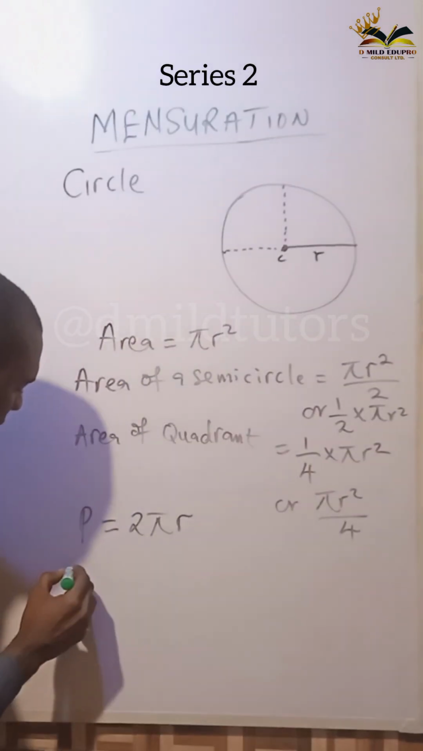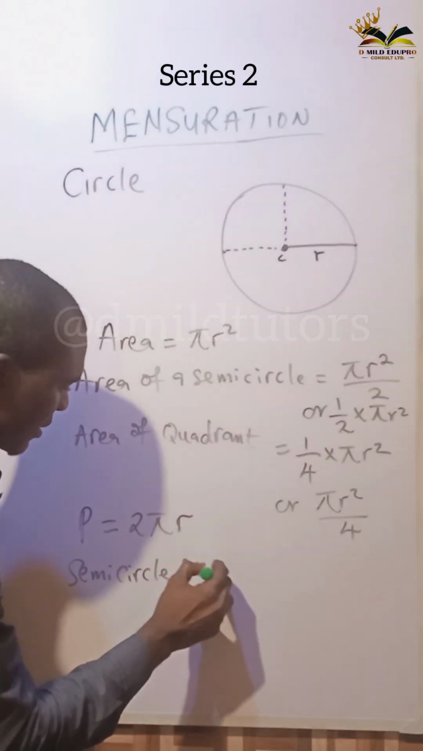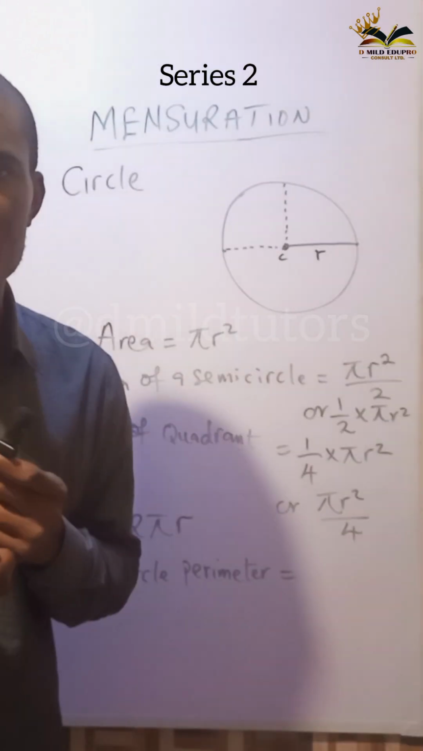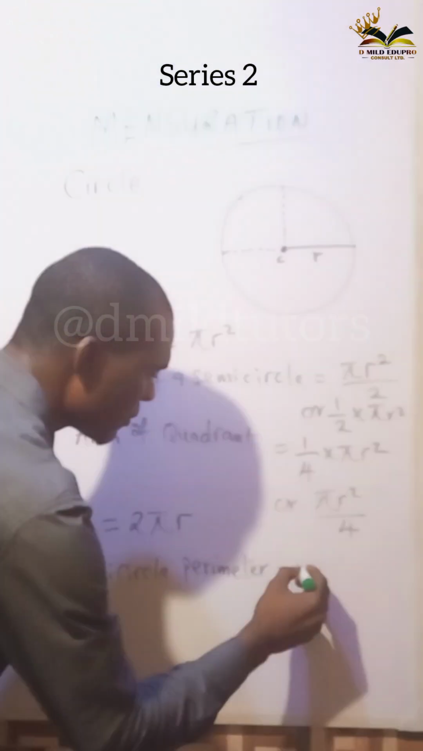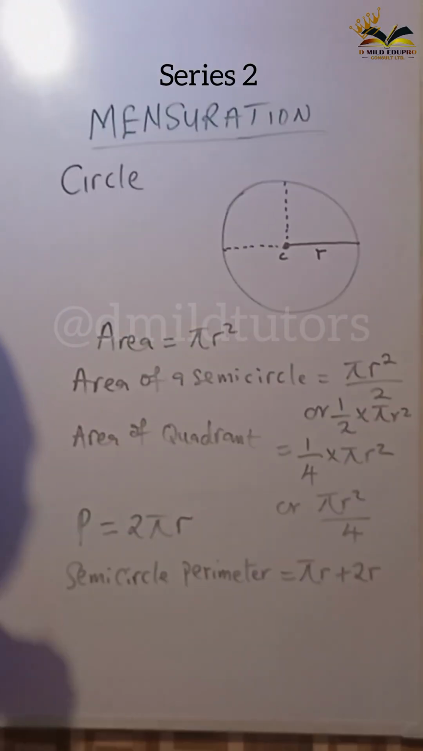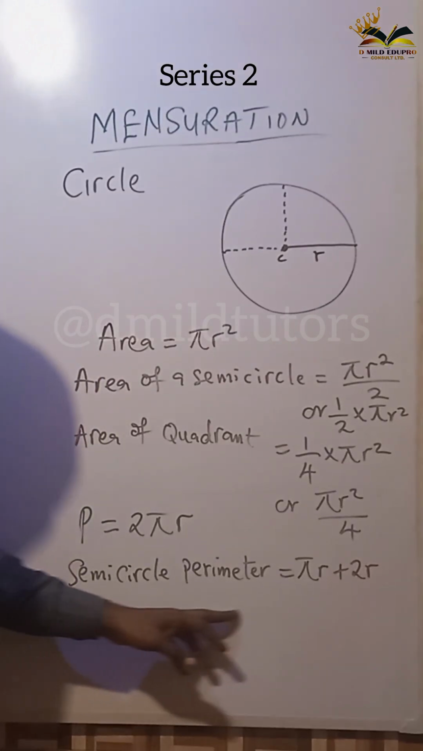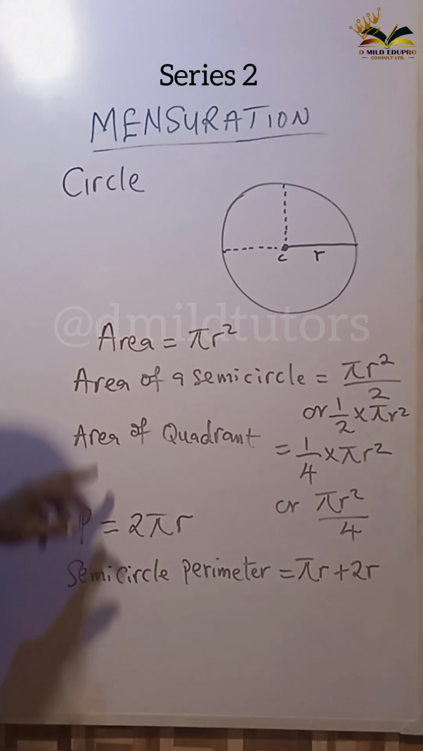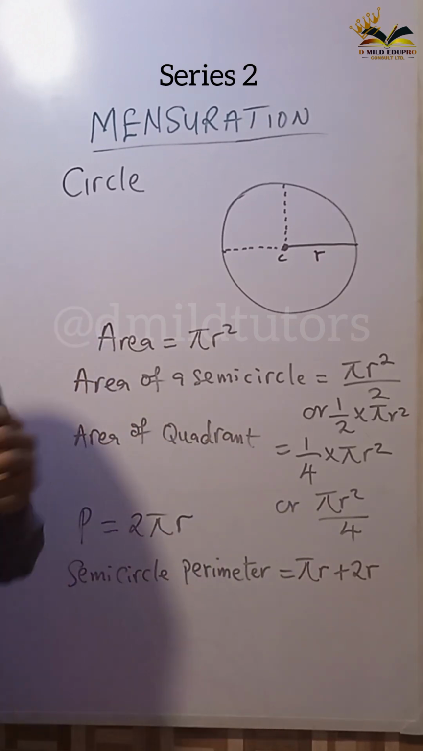Last but not the least, we have the semicircle perimeter. Semicircle perimeter is given as, now remember the word semicircle, half of a circle. So the perimeter of half of a circle is given as pi r plus 2r. Okay, so this is the formula for the perimeter of a semicircle. This is the formula for perimeter of a circle. This is the formula for area of a quadrant, area of a semicircle, and area of a circle.